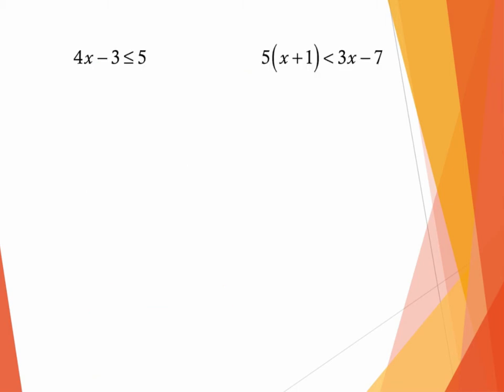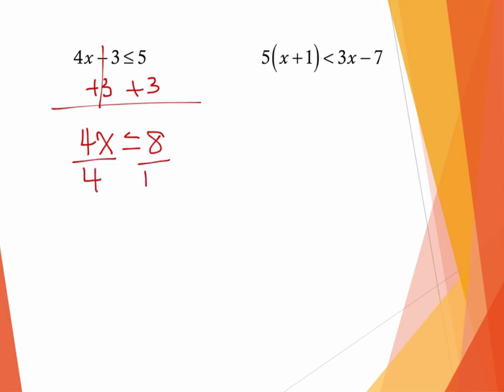So let's take a look at a couple examples. Here I have 4x minus 3 is less than or equal to 5. Let's solve the inequality, graph the solution on a number line, and then write the solution in interval notation. I'm going to follow the same rules as if this is a linear equation. So 4x is less than or equal to 8. Here I'm just dividing by a positive number, so nothing with my symbol is going to change. x is less than or equal to 2.